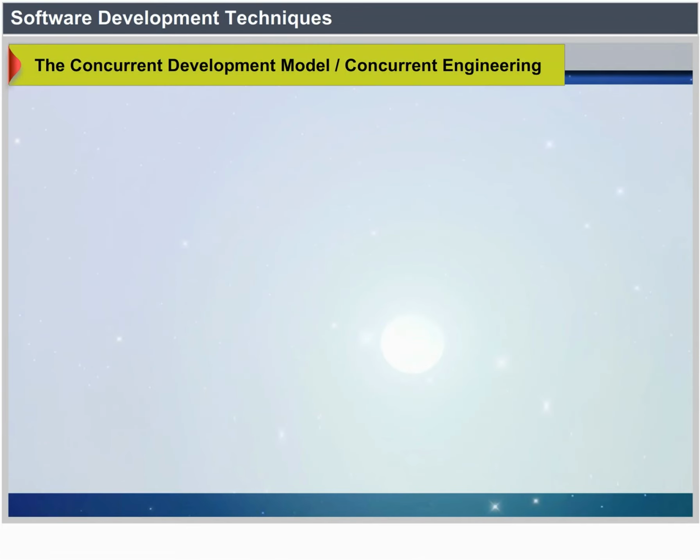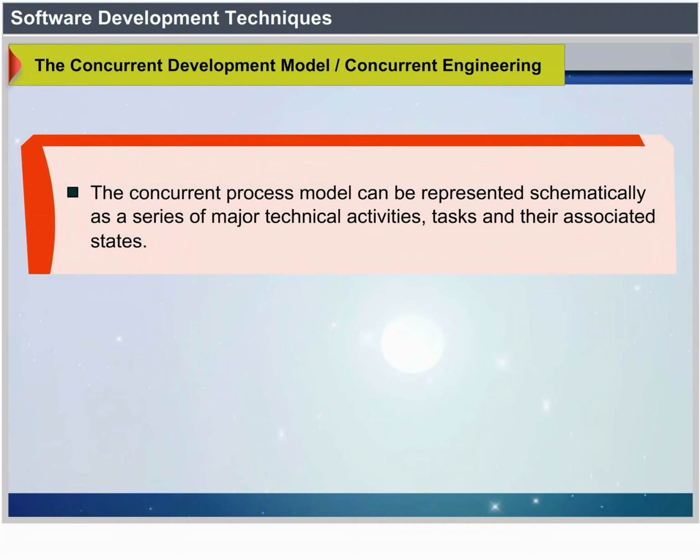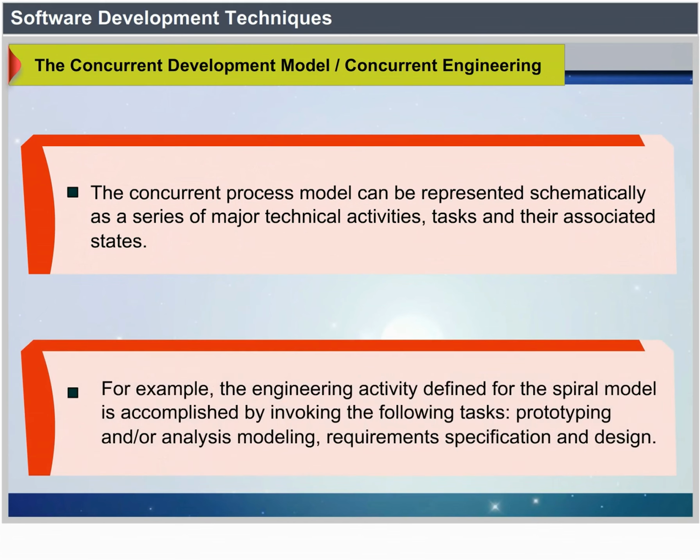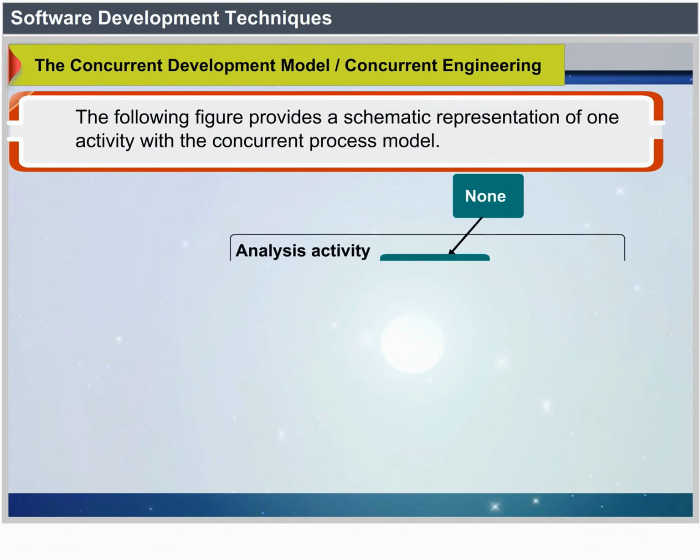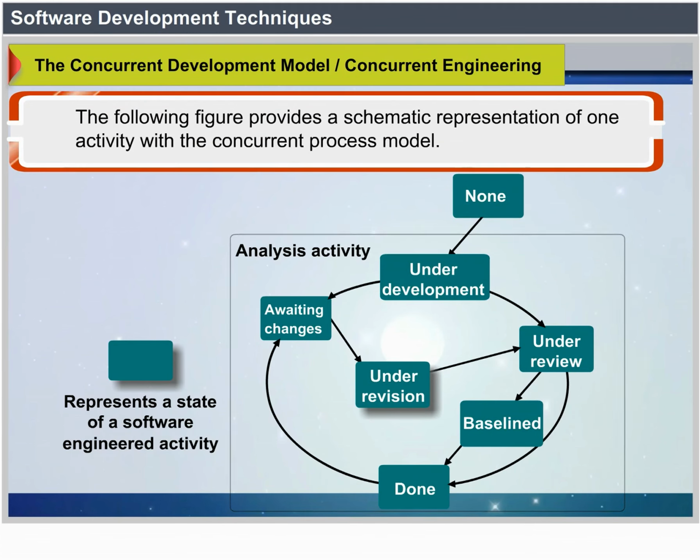The concurrent process model can be represented schematically as a series of major technical activities, tasks, and their associated states. For example, the engineering activity defined for the spiral model is accomplished by invoking the following tasks: prototyping and/or analysis modeling, requirement specification, and design. The following figure provides a schematic representation of one activity with the concurrent process model.